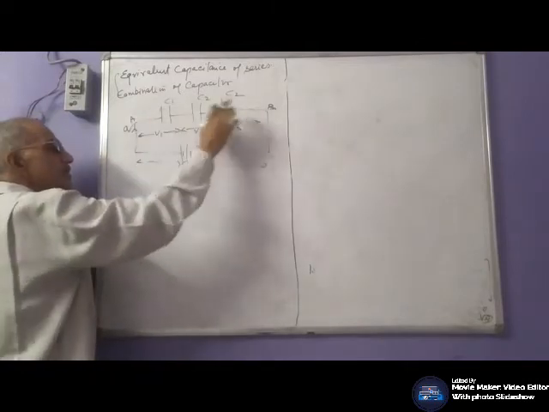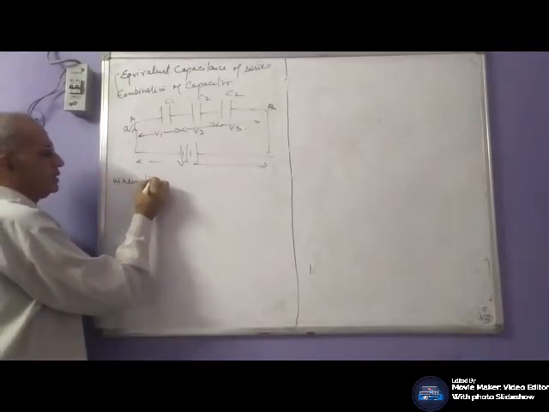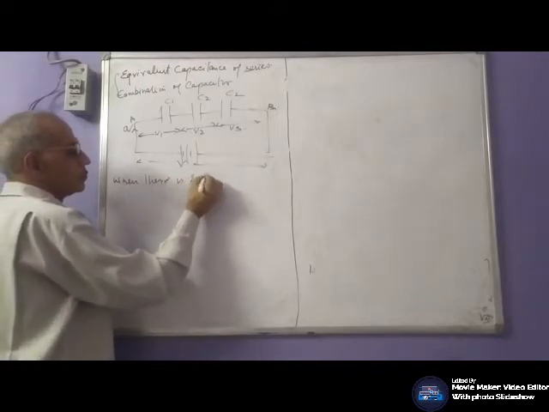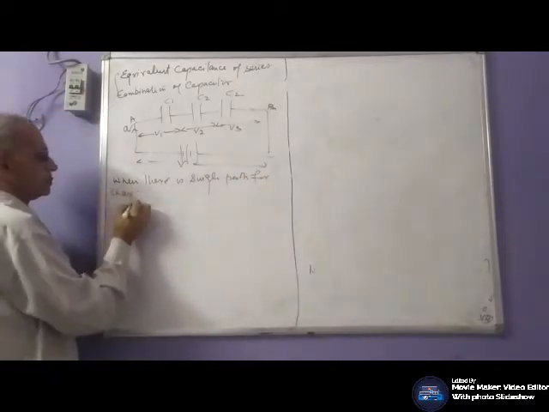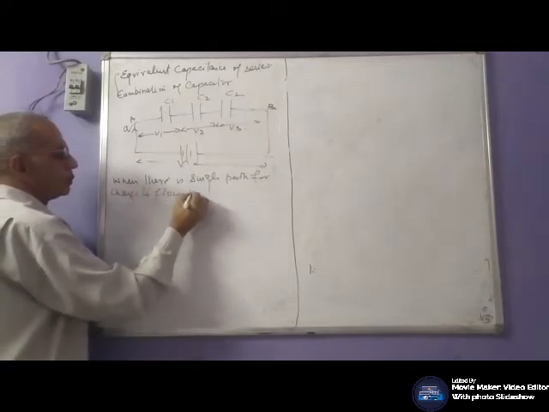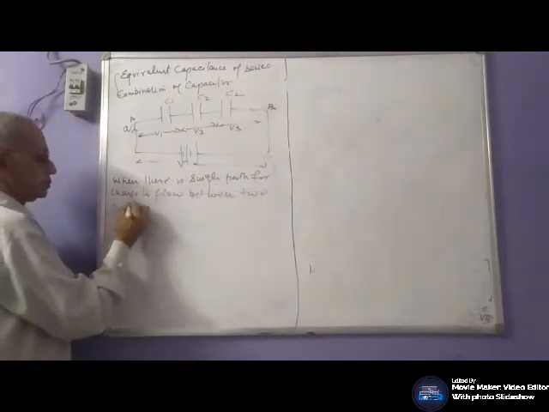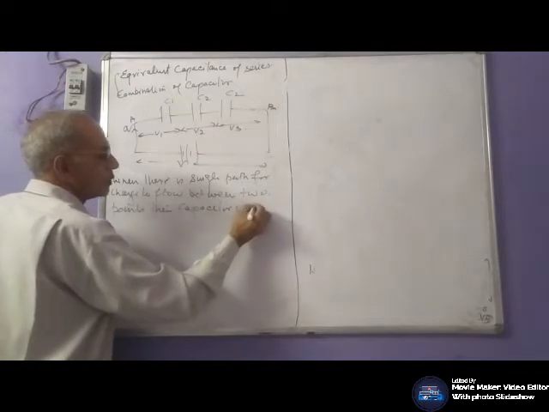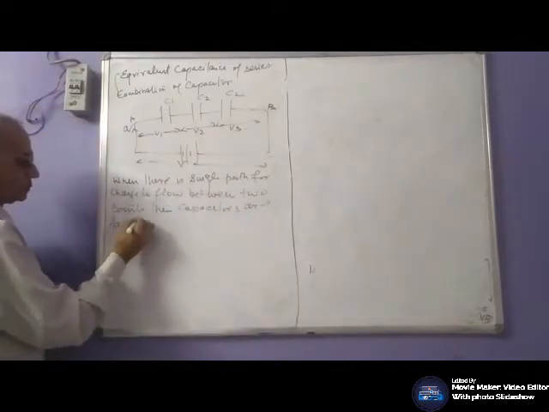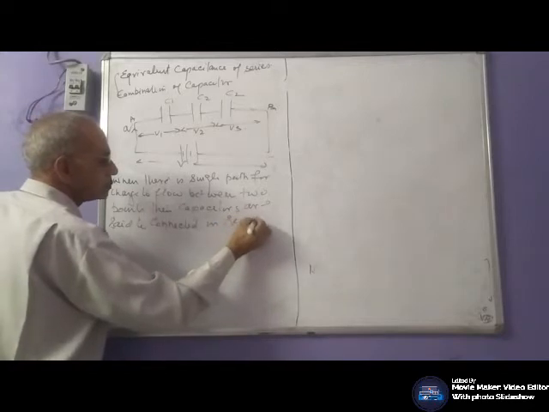From here to here there is a single path for charge. When there is a single path for charge to flow between 2 points, then the capacitors are said to be connected in series, or the capacitors are in series combination.